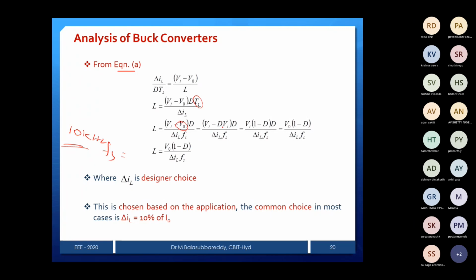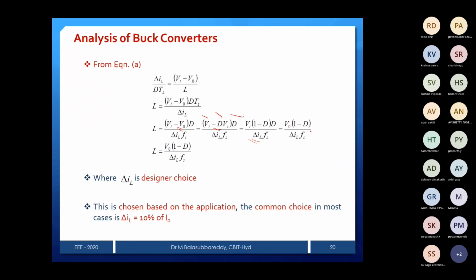V out, I replace by d into Vin, because we know that V out is equal to delta times of Vd, or delta times of Vs, both are same, or delta times of Vn, anything. So that is the output. So that's why wherever V out is there, I will write d into Vin. And still you can simplify further, because here Vn is there, here Vn is there, I am taking Vn common, then 1 minus d into t, delta IL into Fs.